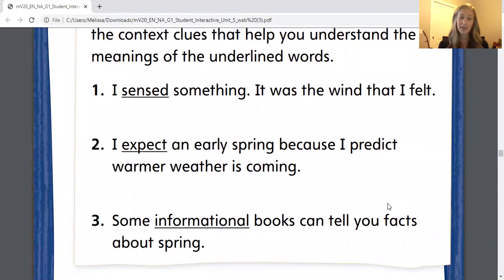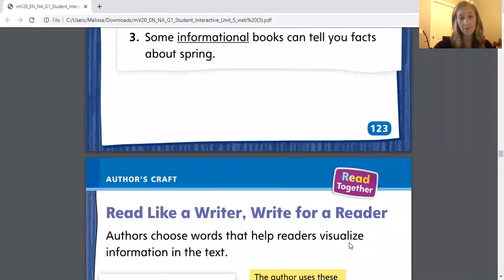Number 3, some informational books can tell you facts about spring. Okay, this is an informational book. What is it telling me? What does informational mean? Facts. I know that something's informational if it's filled with facts. So you should highlight or circle the word facts. When you're ready, let's go ahead and move on.